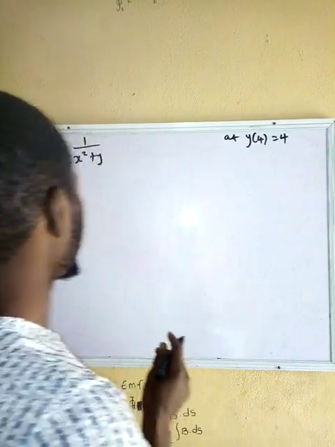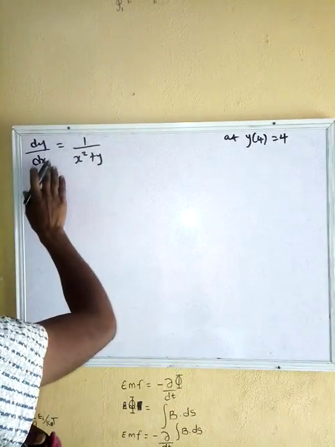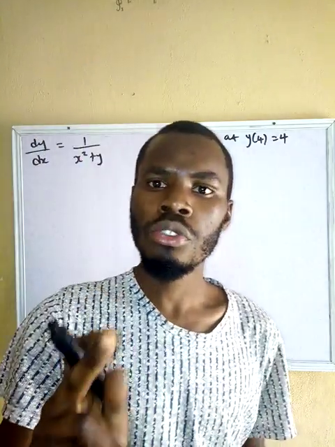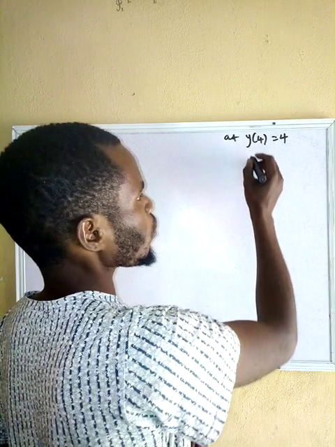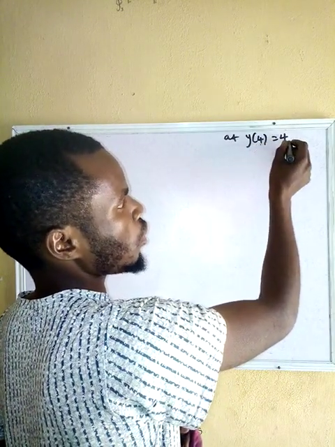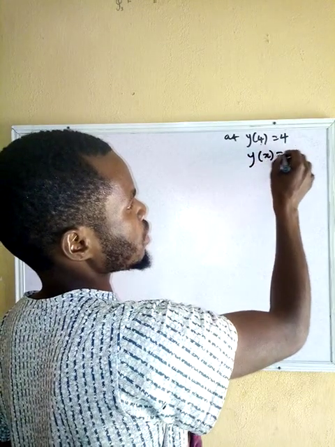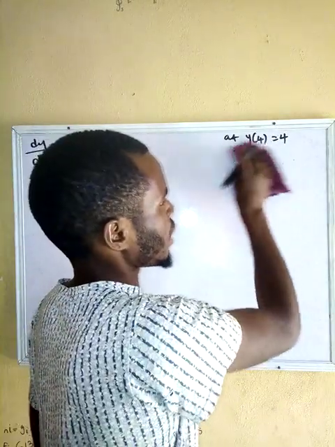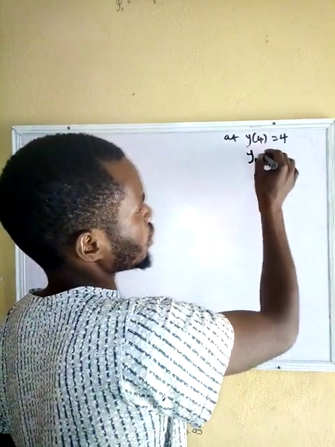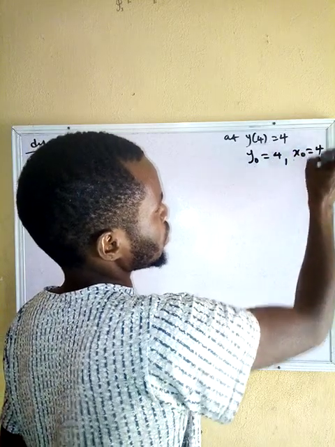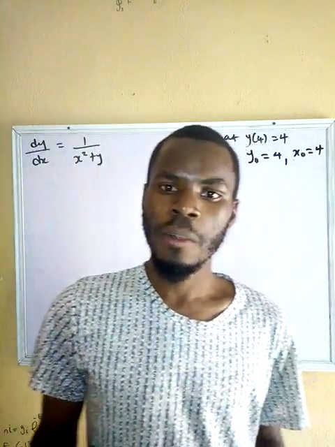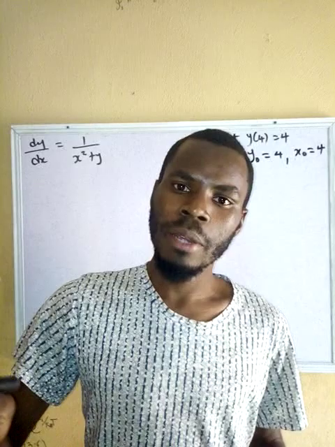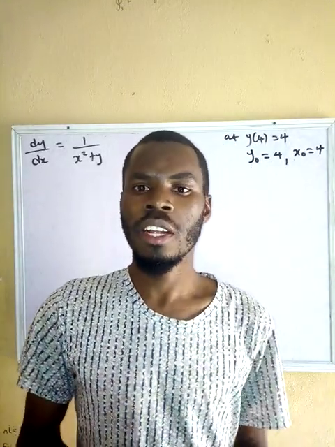Right. So the question is given by dy/dx is equal to 1 over x squared plus y at this initial condition. So I want you to note that y of 4 equals 4 can be compared with y of x equals 4, meaning that y is equal to 4 and x is equal to 4. So our initial conditions are y naught is equal to 4 and x naught is equal to 4. Don't forget, I said we are going to find y prime of x naught, y double prime of x naught, and y triple prime of x naught. Then we substitute it back into the general expression.